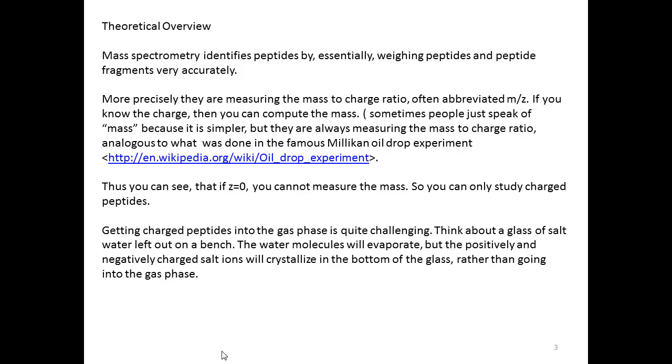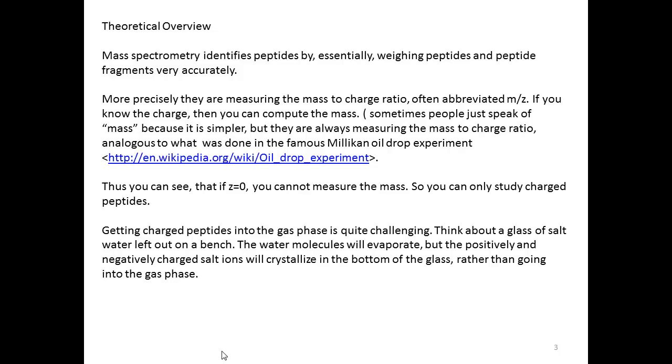Now, the way the peptides are detected by the mass spectrometer is a little complicated, but we can get great insight into the process using some very simple arguments. First, the way the mass spectrometer is going to measure the peptide is essentially by weighing the peptide very accurately. And there's going to be a two-step process.